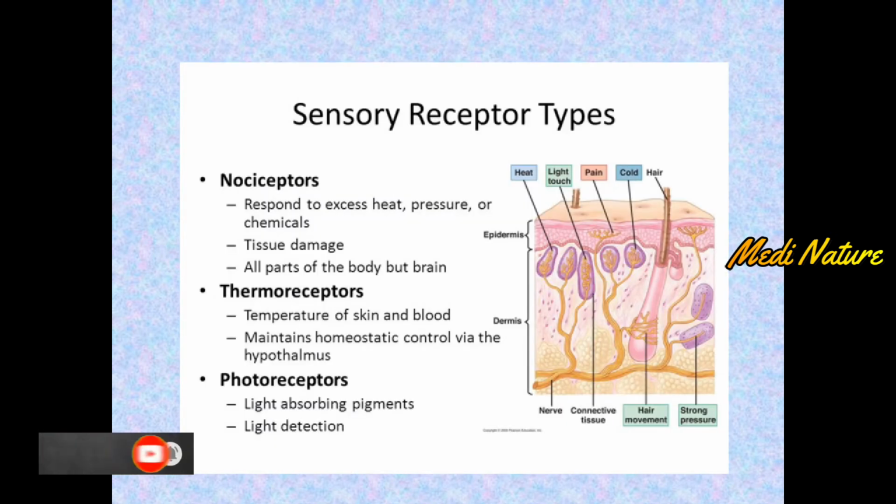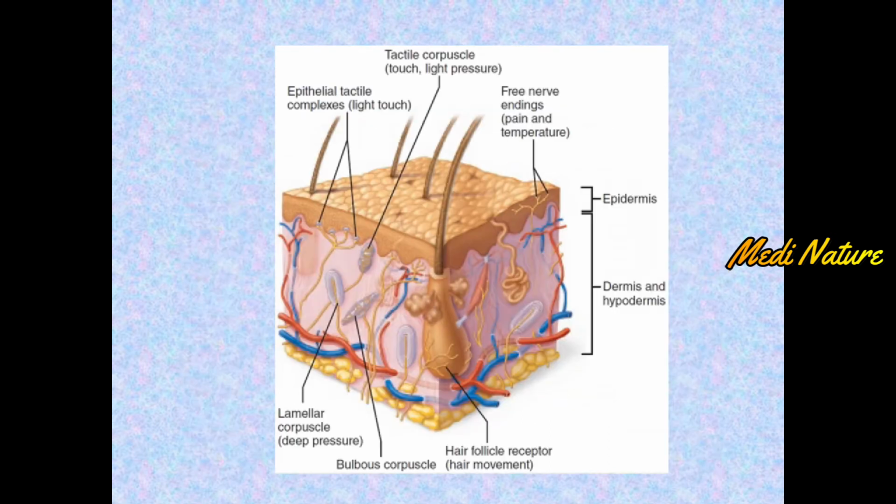There are many sensory receptors in your skin. They are categorized into different types according to the stimuli that they detect. For example, nociceptors respond to excess heat, pressure, or chemicals. Thermoreceptors detect temperature changes of skin and blood. And also, the photoreceptors detect light changes. This image gives you the idea of the different types of sensory organs located in the skin.